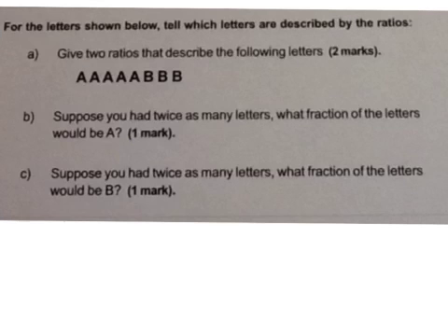All right, so for this one, I'm looking at my ratios, and I need to give 2 ratios that describe the following letters. So if I look at this, I've got 1, 2, 3, 4, 5 A's and 1, 2, 3 B's. So you know me, I like to write down that I've got 5 A's and 3 B's, because that way I can use it. But I've already written down my first ratio. It's my ratio of A to B is 5:3.